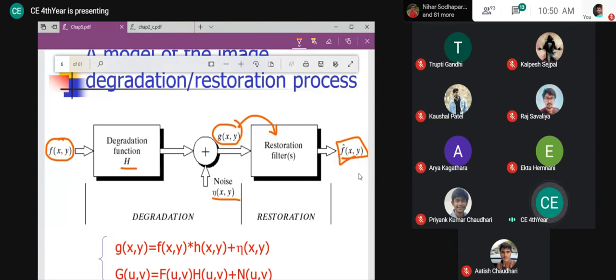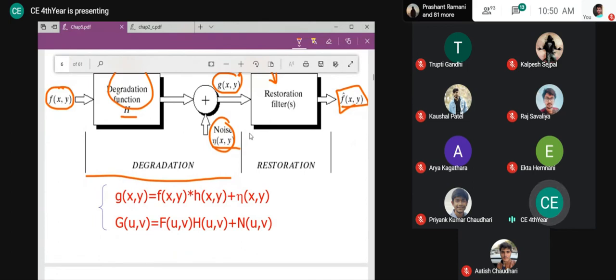In many cases, it will be nearby f of xy. So that is the entire process. This entire thing is known as degradation, where maybe noise is added and some function is applied, like motion and focus, and all those functions are applied to my image.